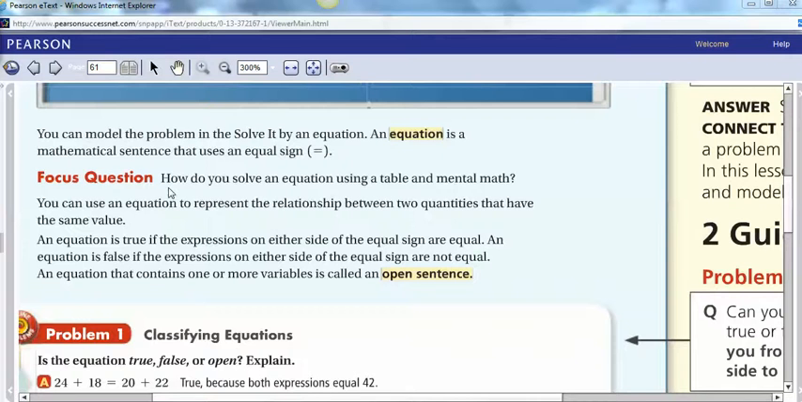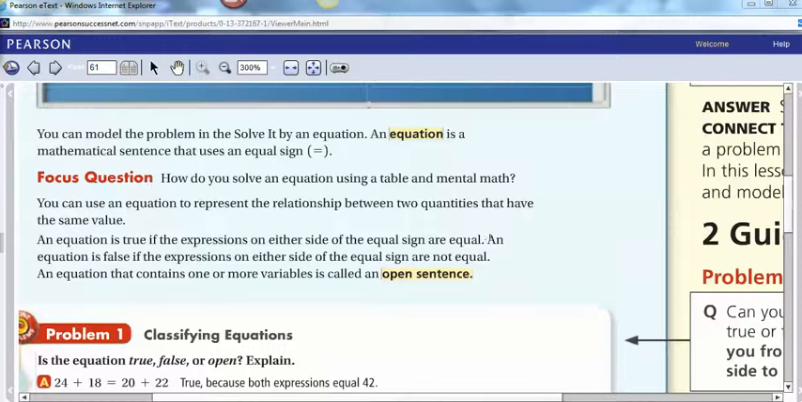Okay, a couple definitions here. An equation is true if the expressions on either side of the equal sign are equal. And then down here's an example of a true equation.